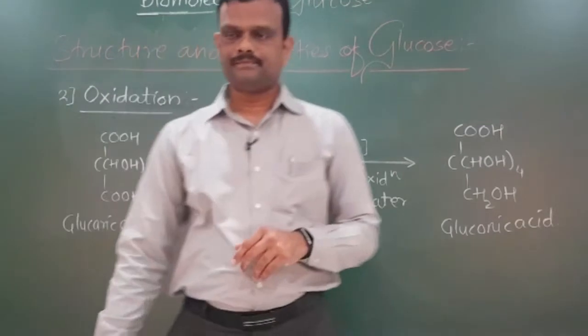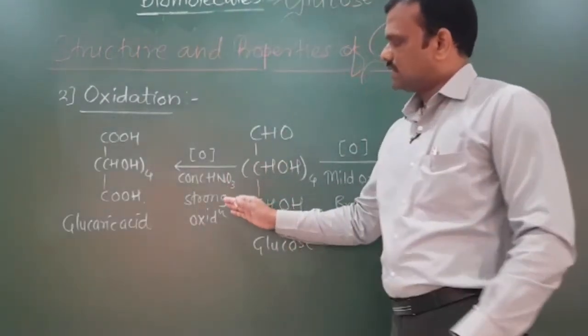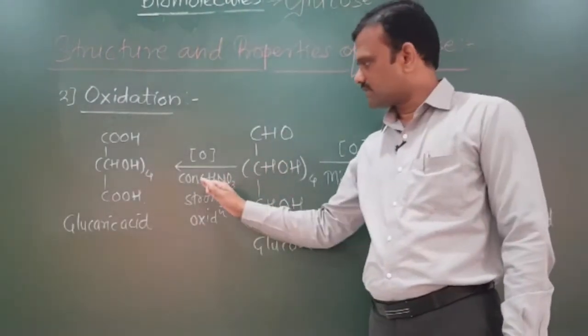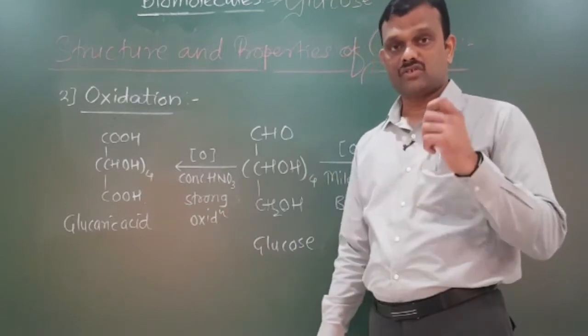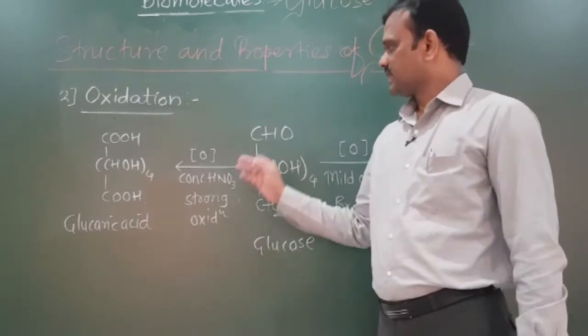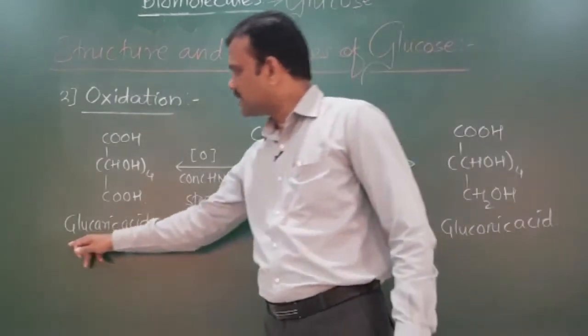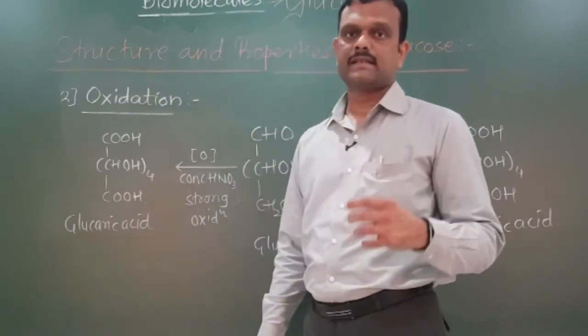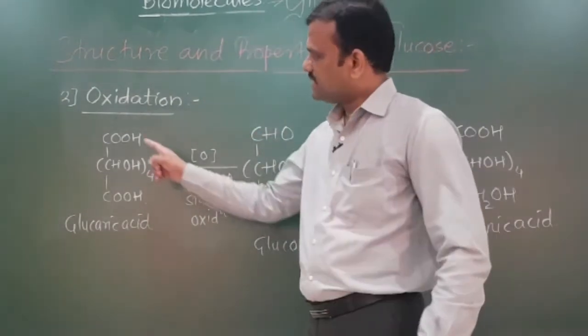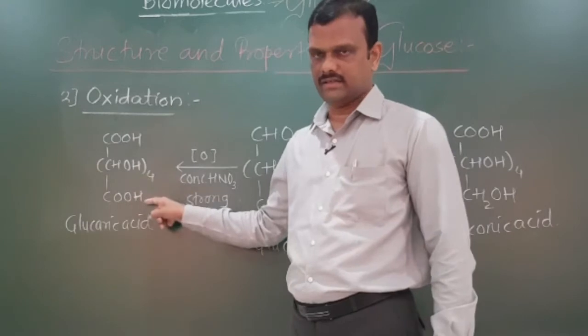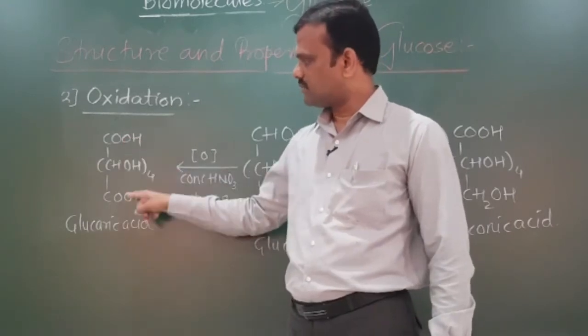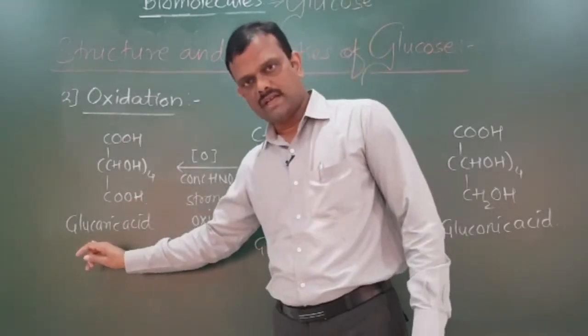Another evidence, if we do the strong oxidation in presence of concentrated nitric acid, which is a strong oxidizing agent, then you will get the glucaric acid, which is also known as saccharic acid, which is a dicarboxylic acid. That means there is presence of two carboxylic groups in this glucaric acid.